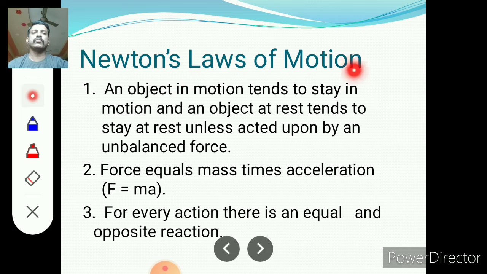Newton's laws of motion. An object in motion tends to stay in motion. An object at rest tends to stay at rest unless acted upon by an unbalanced force. Force is equal to mass times acceleration, that is F equals ma. For every action there is an equal and opposite reaction. So these three are the main laws of motion.